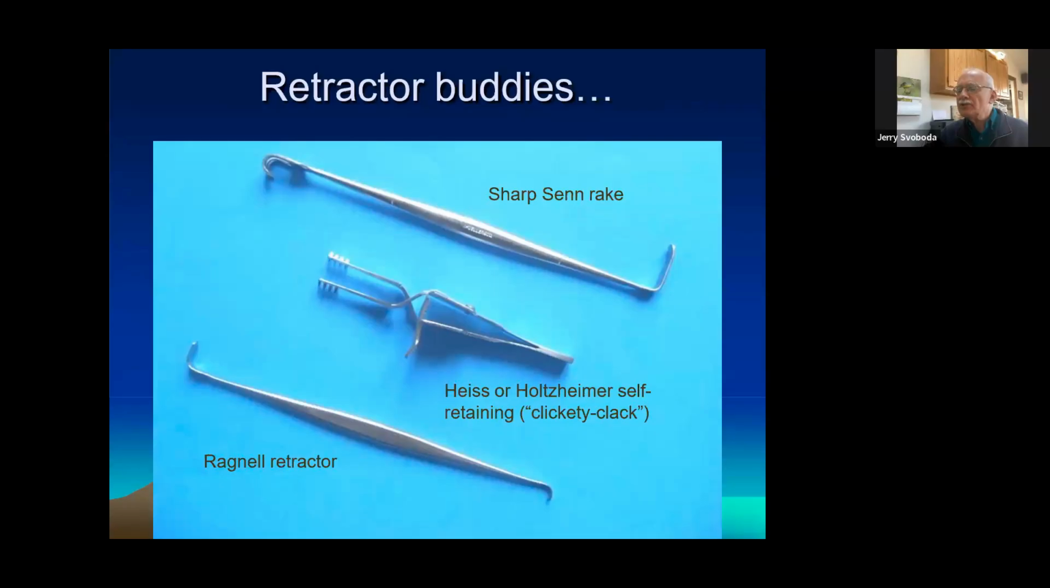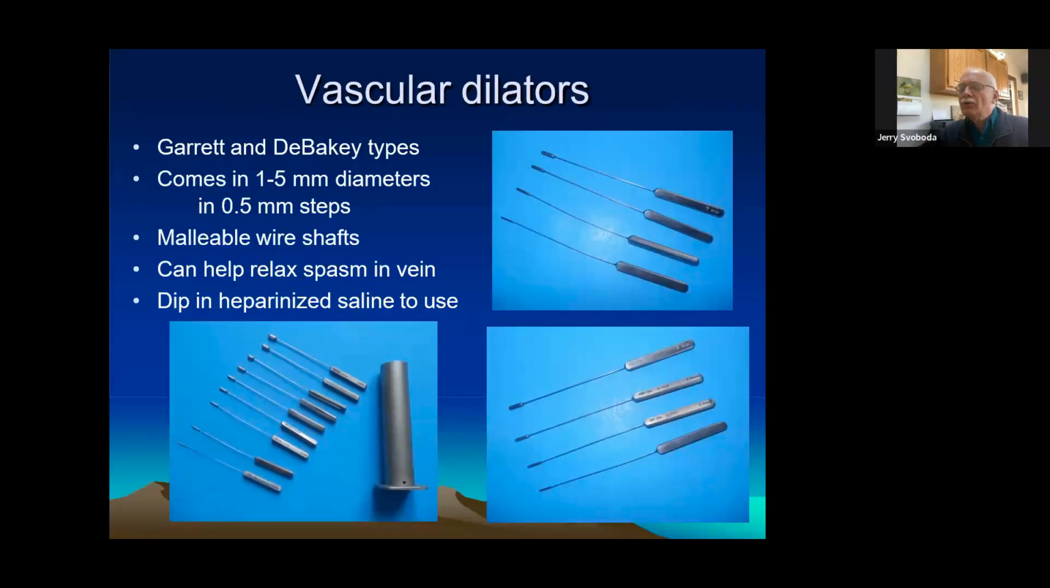Various retractors you see. The one on the bottom is a Senn retractor. It's a plastic surgery retractor. Many of you are familiar with the Army-Navy retractor on top, and the little clickety-clack retractor called a Heiss or Holzheimer self-retaining retractor does find use in AV fistula surgery. I don't know exactly what type of instruments you'll have there. At the previous camps, I often brought the instruments, but I won't be there with you, I'm afraid to say.